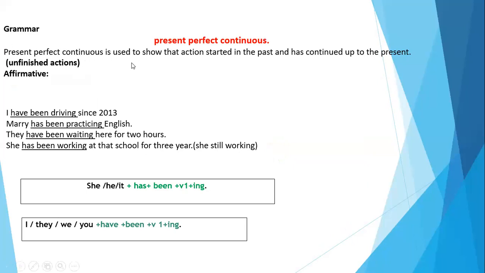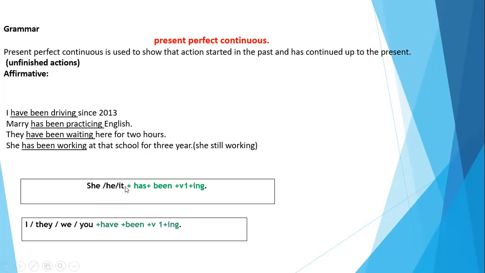Present perfect continuous is used to show that an action started in the past and has continued up to the present. We call it an unfinished action, unfinished action.